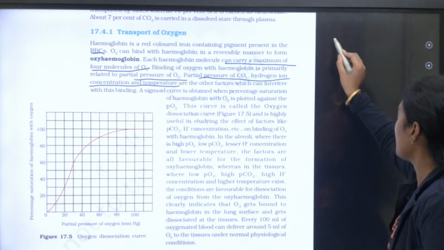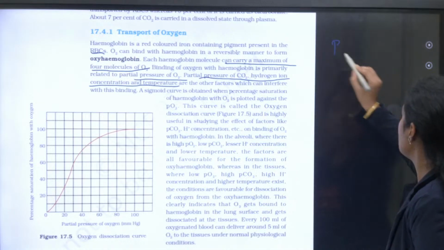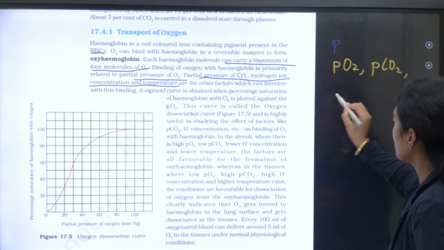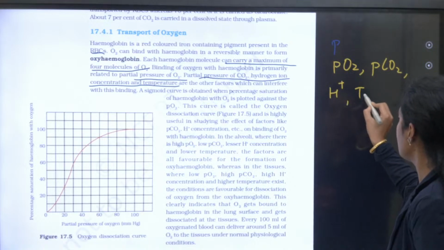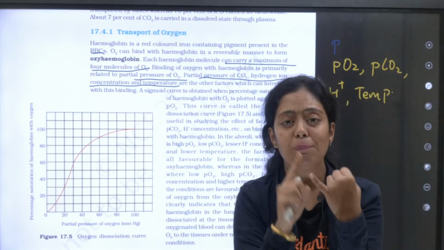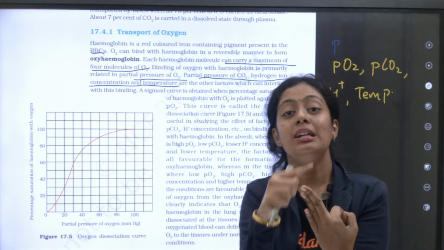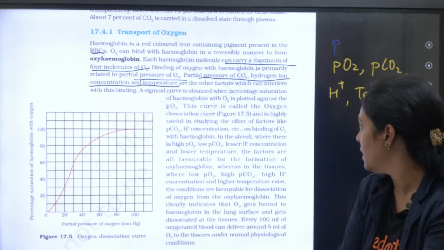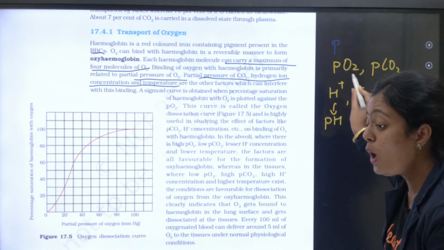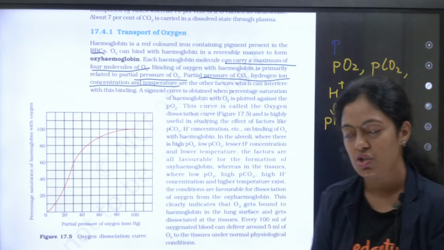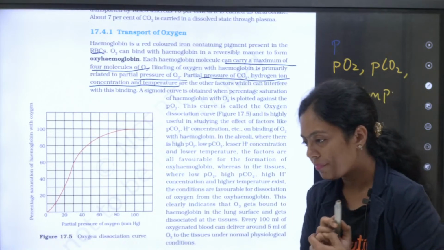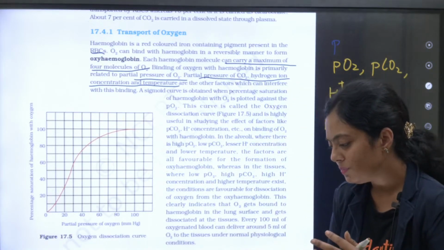There are 4 factors, guys. What are those factors? It is partial pressure of oxygen, partial pressure of carbon dioxide, H plus ion concentration and temperature. Okay, what are the factors, guys? PO2, PCO2, temperature and H plus ion concentration. H plus ion concentration means pH. All of you put these 4 words in the chat section: PO2, PCO2, pH and temperature. Okay, can we continue?